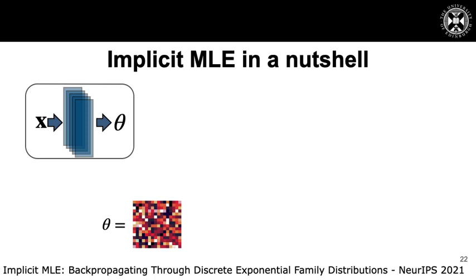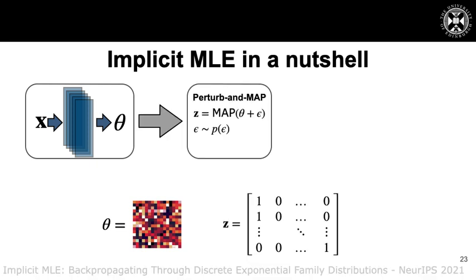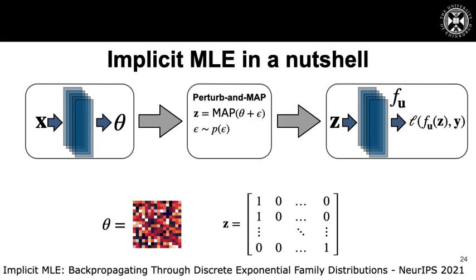Implicit MLE works as follows. We first take the input x, and using a neural net, we compute the weights theta. Then we sample from this distribution P associated with the solver using Perturb-and-Map. And we get a discrete solution z sampled from P. Then z is provided to a downstream model, which uses it to generate a prediction. And the prediction is used to compute a loss value.